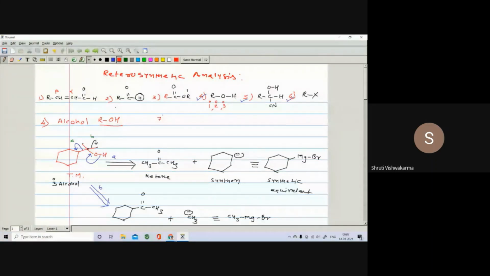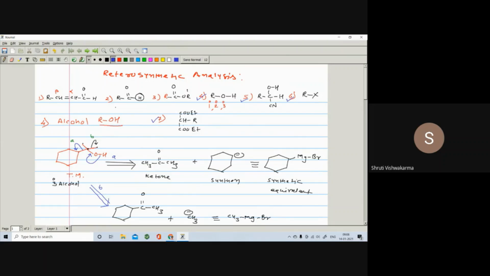Seventh example is malonic ester and benzoin condensation. Malonic ester, here we can write in general, CH, R, COOEt, and also COOEt. It is your malonic ester, you have to add this R. So let us see the disconnection of malonic ester.